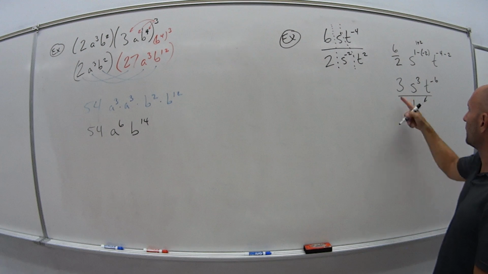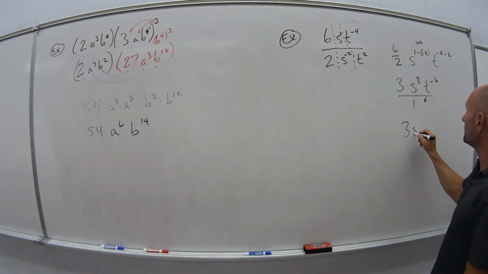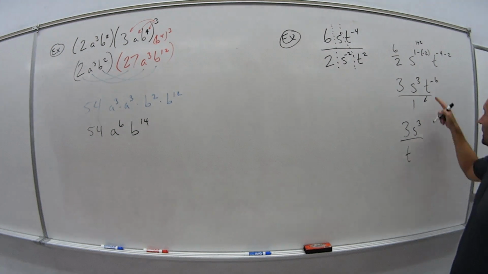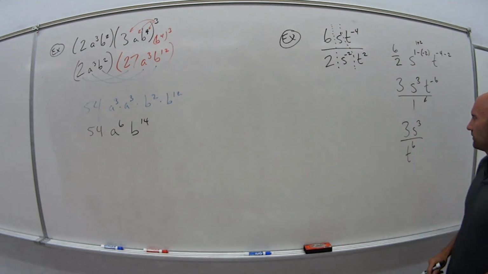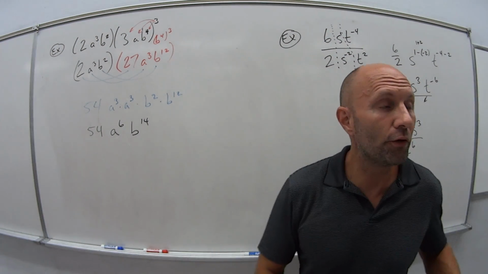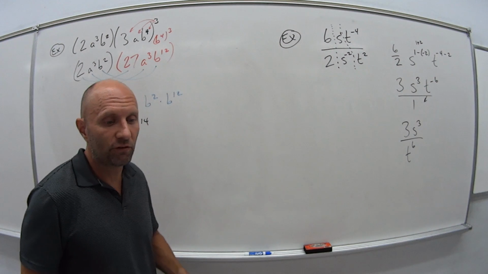So if I bring that down, what's left in the numerator? 3 s to the third. And when I bring the t down, the negative 6 becomes a positive 6. So your answer should be 3 s to the third t to the positive 6.